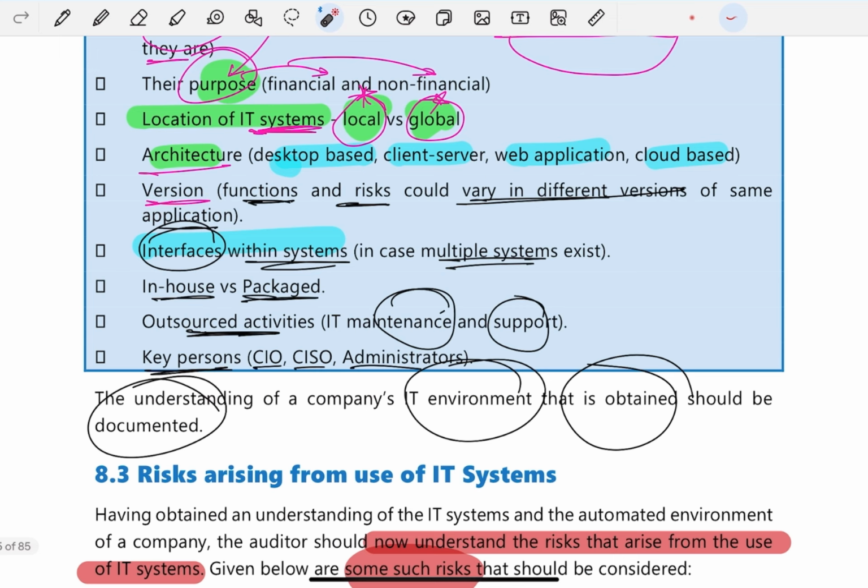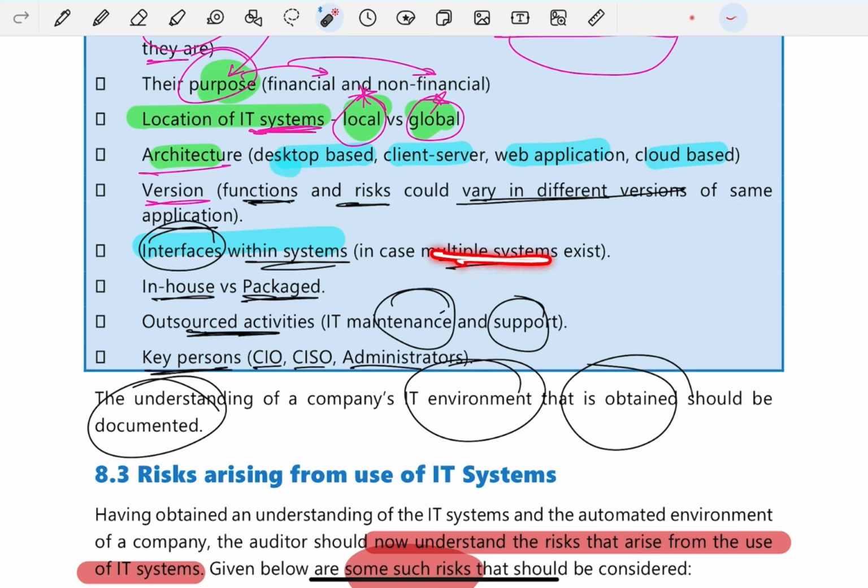Next, what is the version? The same information system might have different versions, and different versions might have different functions and risks. Because of an outdated version that you're using, the risk involved might be more. So the version of the application information system also needs to be documented. Especially function and risk could vary in different versions of the same application.